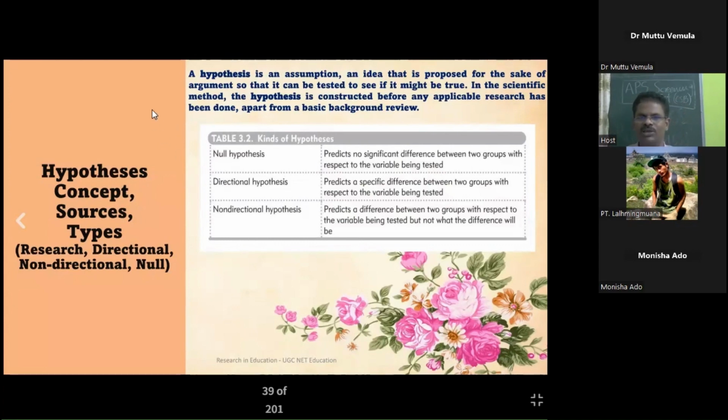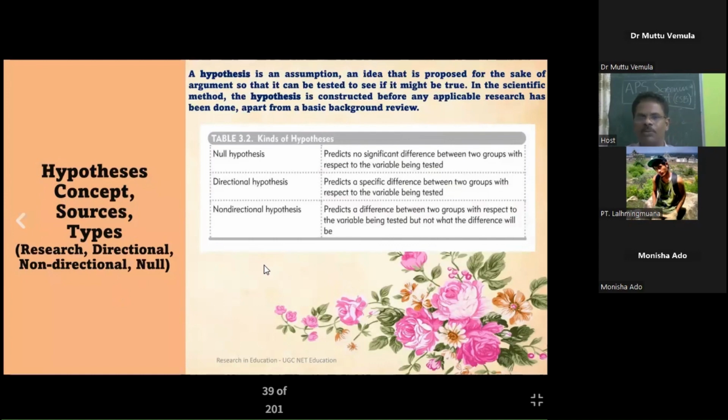Now moving back to the hypothesis. What is a hypothesis? An assumption or a tentative statement which you want to argue as true or false, which you want to test, to accept or reject. Now, for example, when you are studying the influence of multimedia teaching on achievement, probably one assumption you can have is that multimedia teaching will improve the achievement of the students. This is one hypothesis.